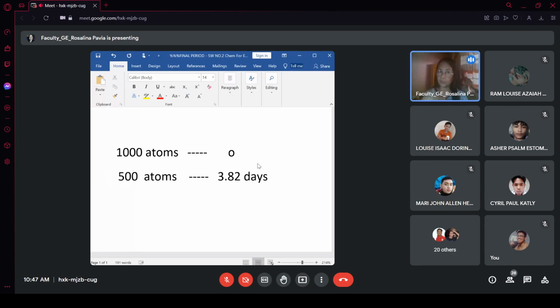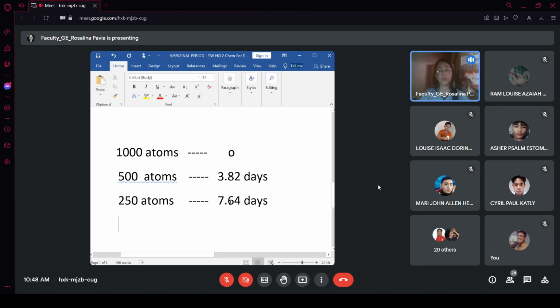Okay. Pag nag-decay ulit, kasi hanggang maging 125 yung original, hatiin nyo ulit to. 250 atoms. Okay? Add another 3.82 ulit, or you can multiply this by 2. Pag third series, multiply the half-life by 3. Fourth, fifth, and so forth, and so on. So, this is 7.64 days. Okay. Next, hanggang 125, di ba, ang tinatanong.